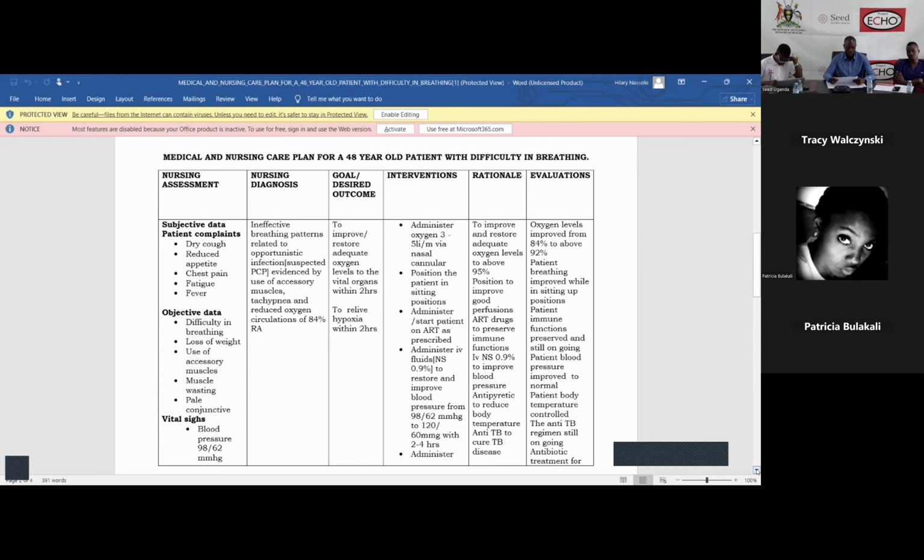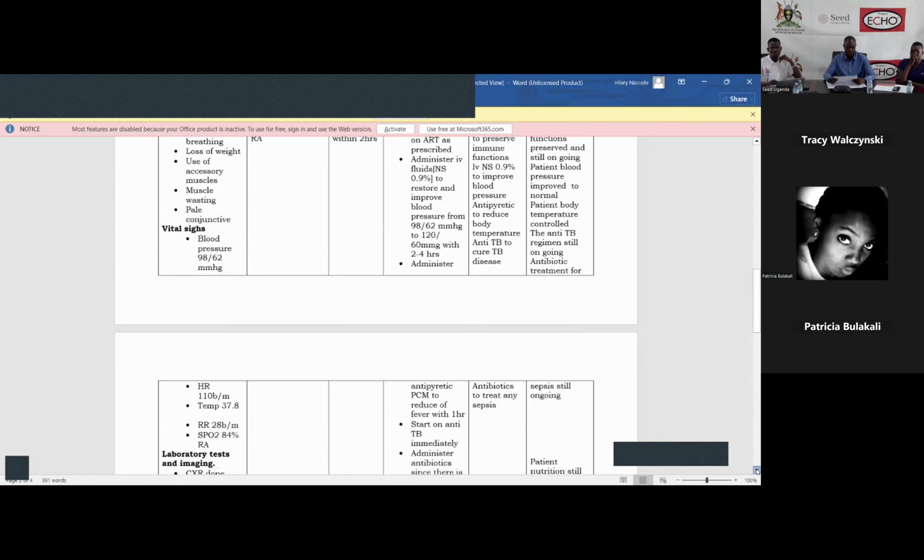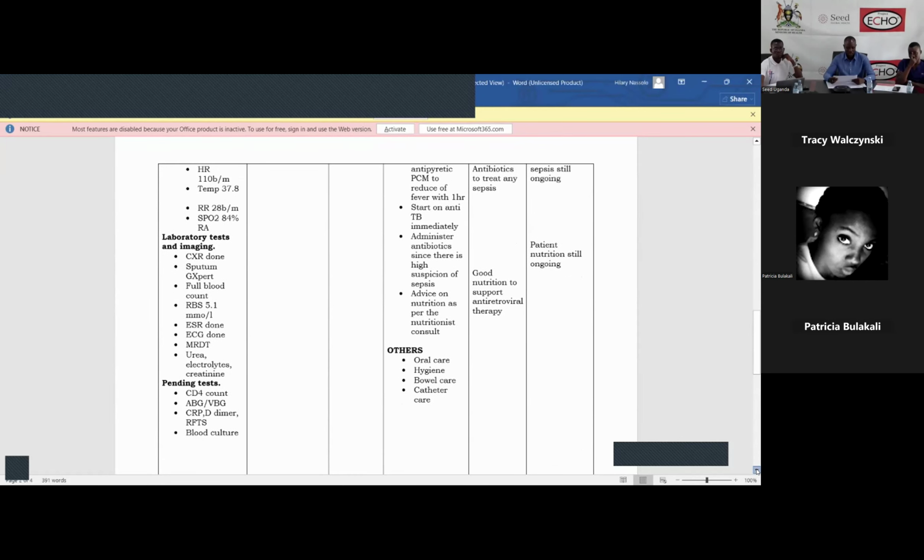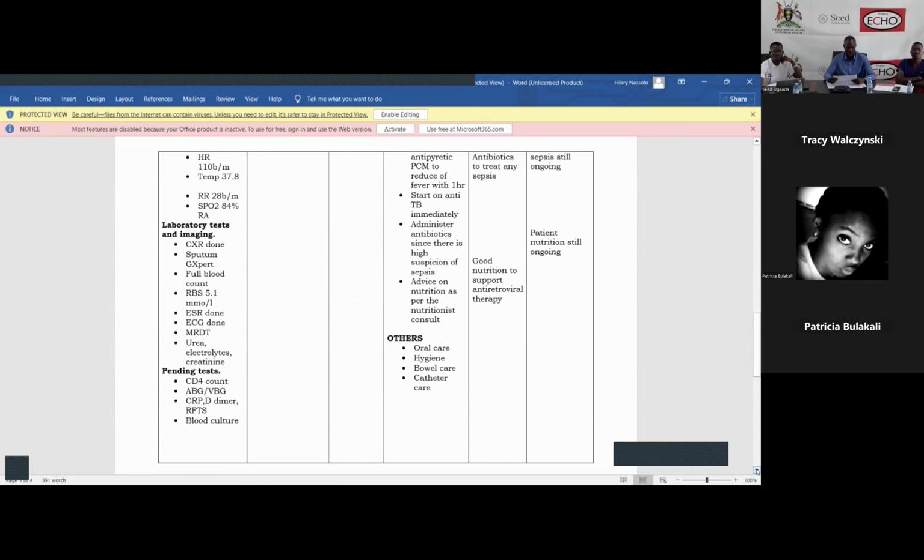In our lab tests and imaging, briefly, we saw most of these tests being done. Chest X-ray done, sputum for GeneXpert, full blood count, RBS, which is 5.1. The ESR done, ECG, we saw it. MRDT, urea, electrolytes, and creatinine done. Whereas these are the pending tests: a CD4 count, which is very important, we need to know about it. The arterial blood gas, still pending. CRP, and then D-dimers, not yet done. RFTs, and then lastly, the blood cultures.